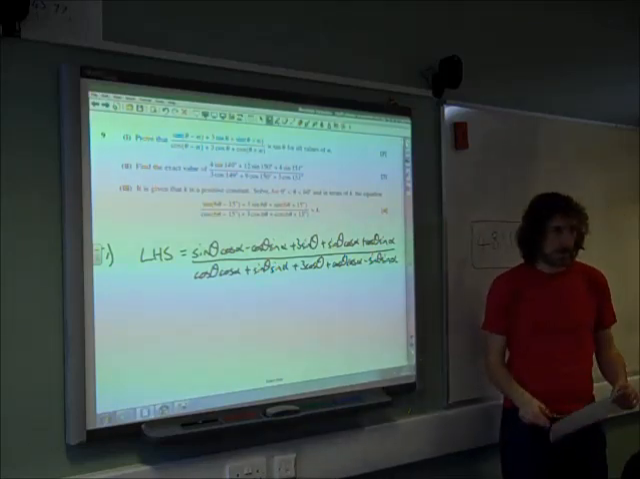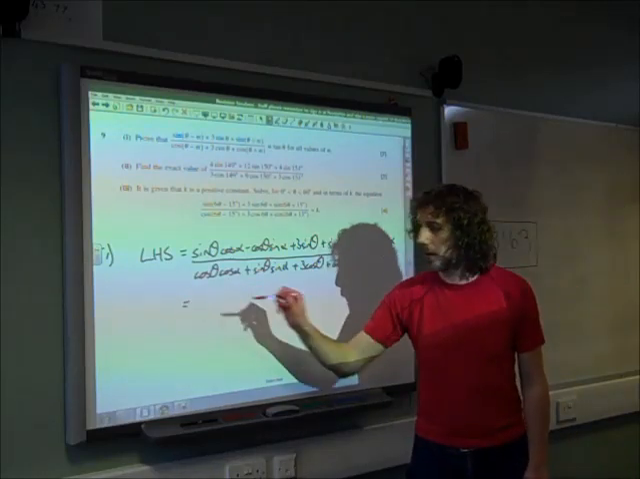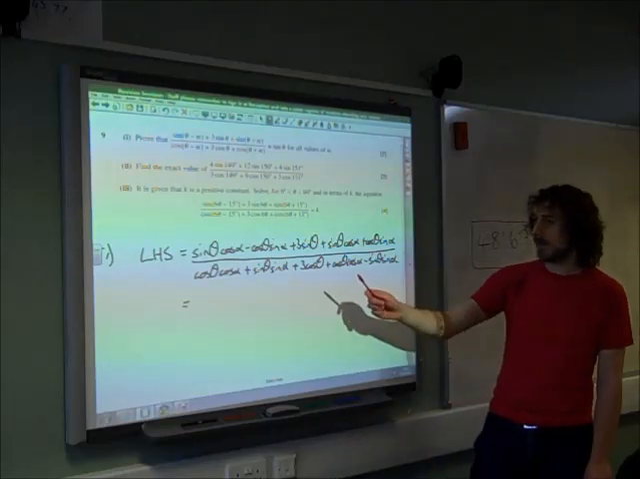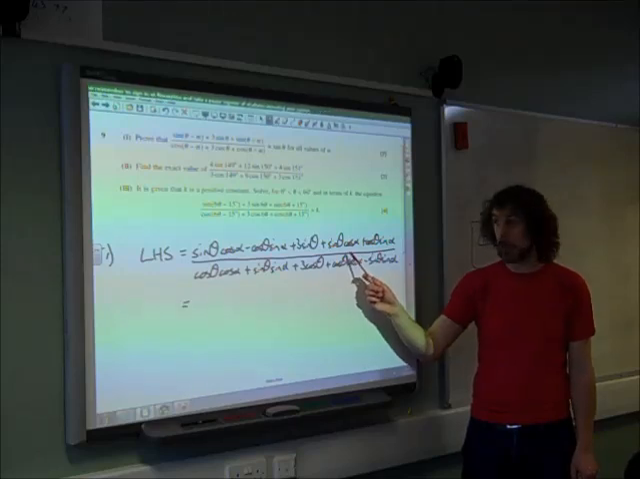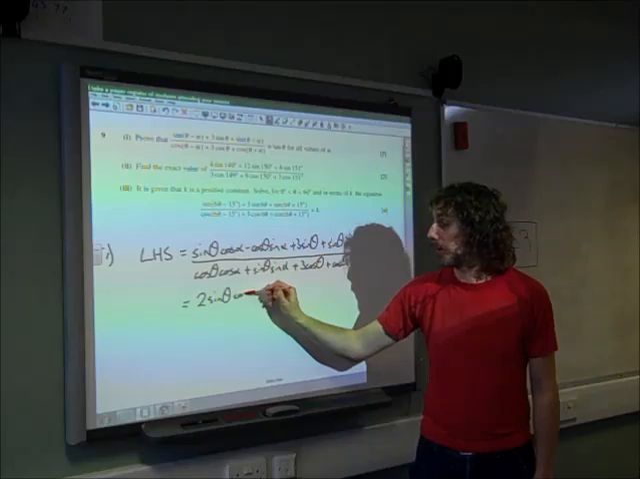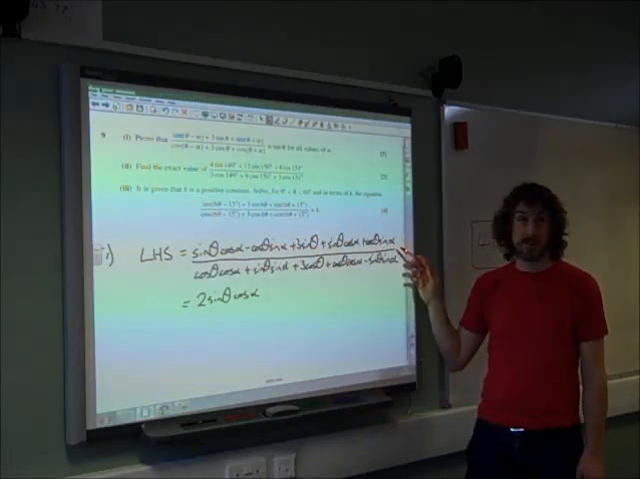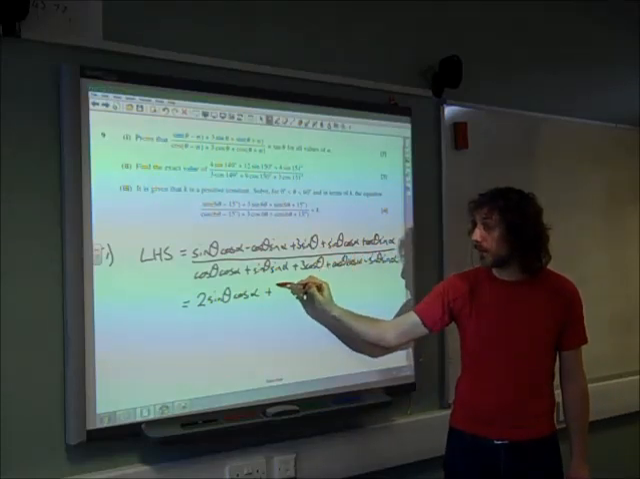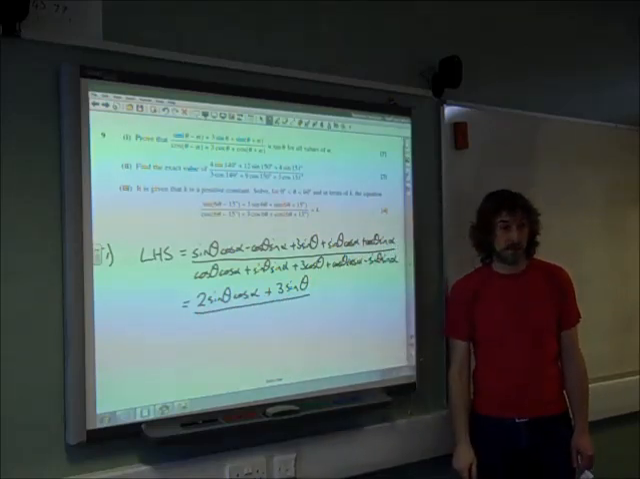Right. That looks horrendous until we realise that actually this is going to simplify loads. We have sine theta cos alpha appearing there and there on the top line. So actually all we've got is twice sine theta cos alpha. We have minus cos theta sine alpha and plus cos theta sine alpha, so they cancel each other out. And we only also have the plus 3 sine theta. So the top line simplifies down to that.